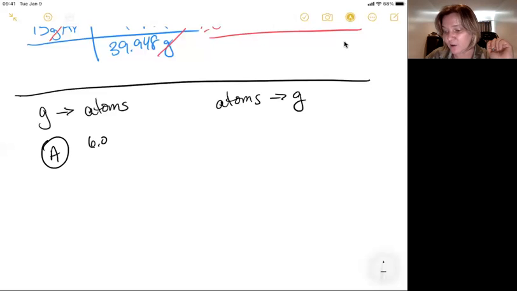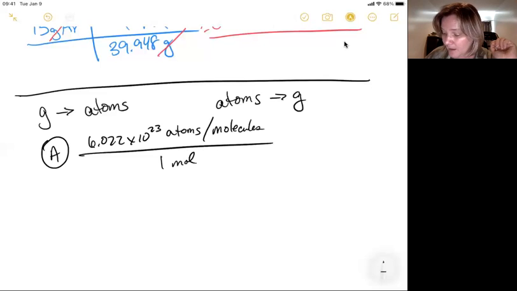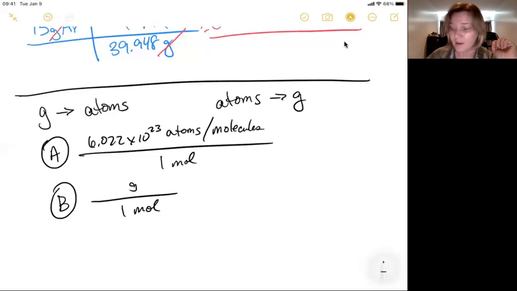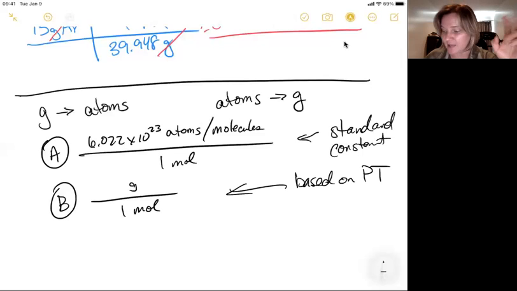We have 6.022 times 10 to the power 23 atoms or molecules per 1 mole. And 2, we have grams per 1 mole. This is standard. It's a constant. It doesn't change. It's always 6.022 times 10 to the power 23 atoms or molecules per 1 mole. This is based on the periodic table, and this is atomic mass.